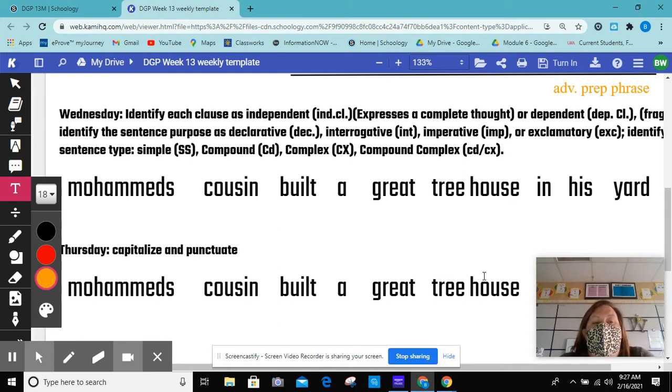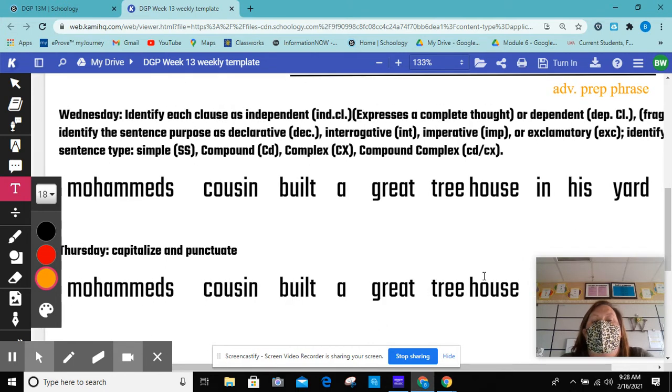Today's Tuesday. All right, so on Wednesday, we have to identify each clause as independent or dependent, identify the sentence purpose as declarative, interrogative, imperative, or exclamatory, and identify the sentence type as simple, compound, complex, or compound complex. Okay, so Muhammad's cousin built a great tree house in his yard. Now, does this sentence have one subject or two subjects? Does it have one simple subject or two simple subjects?